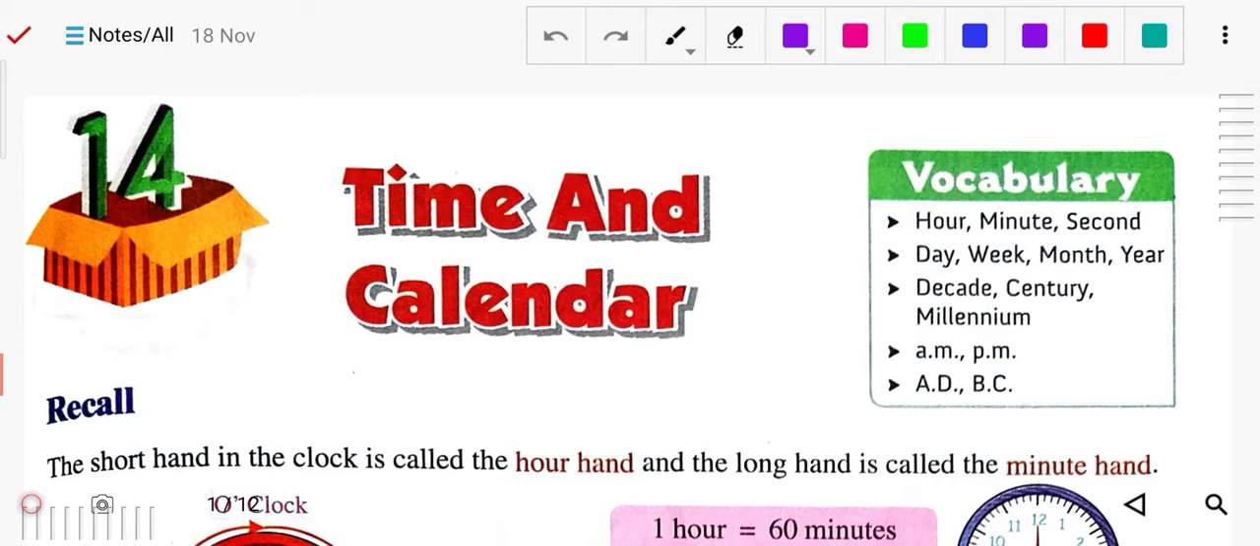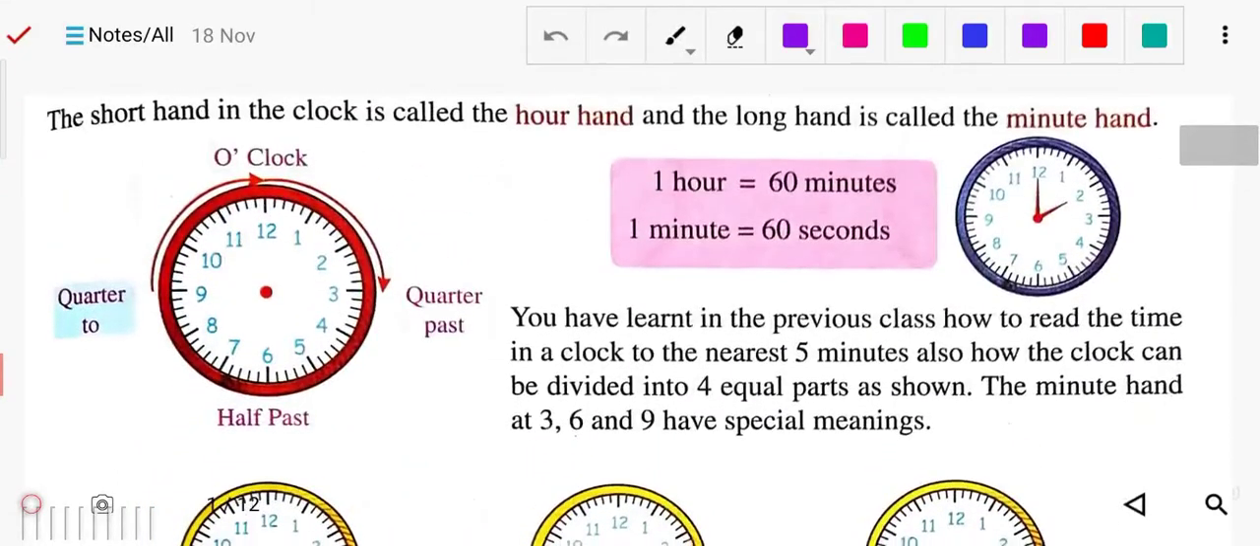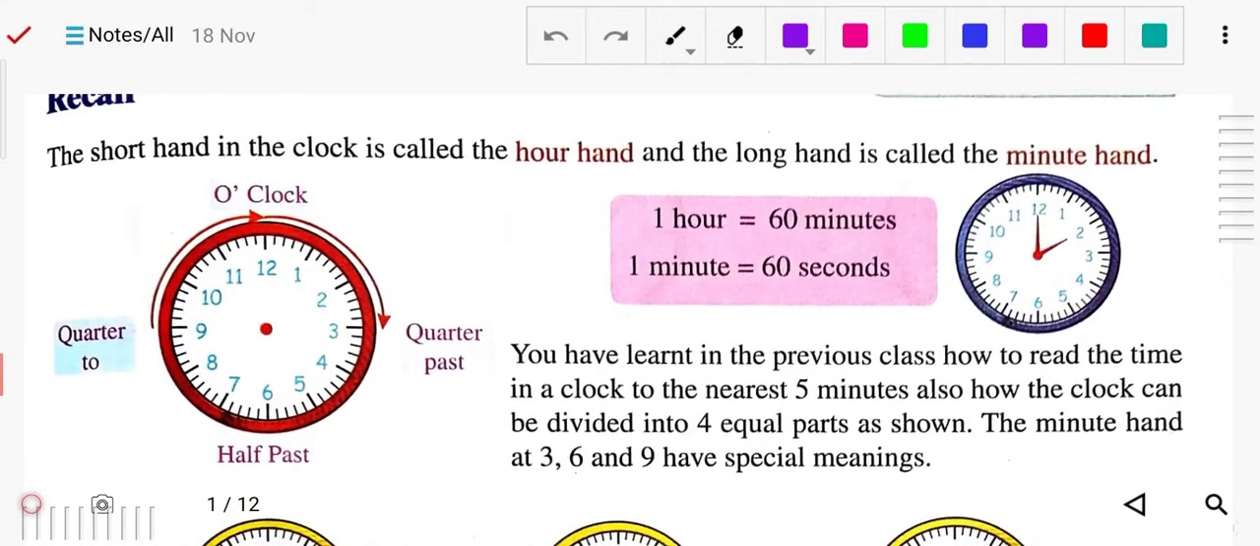Now, first of all, you just see here, this is the clock. In this clock, there are hands: an hour hand, a minute hand, and a second hand. These three small hands are there in the clock to represent the time. If the time is here, it is called quarter past. If from here to here, it is called quarter to.